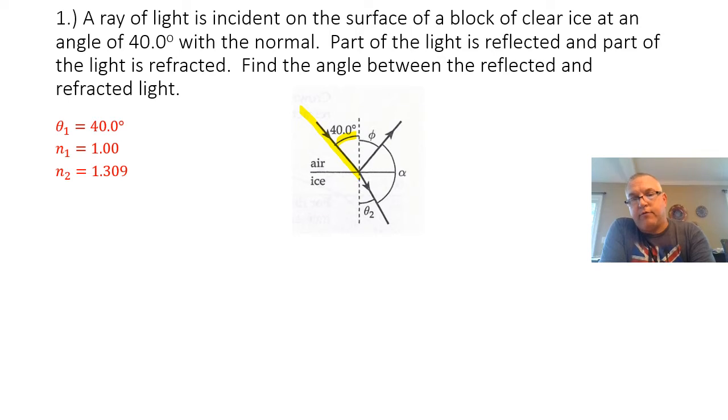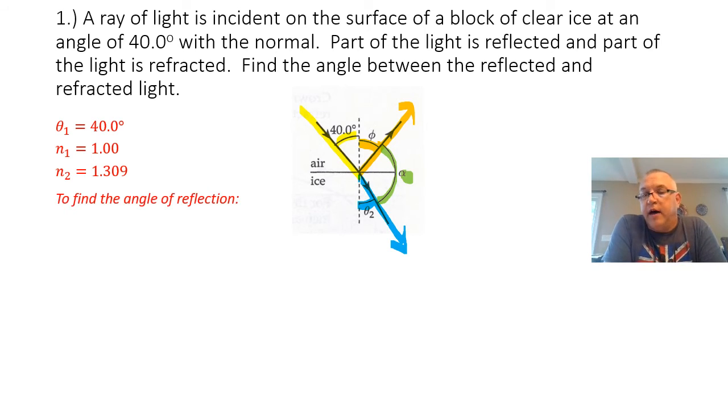Part of that ray is reflected back into the air. So part of the ray gets reflected back into here. And this is going to be my angle of reflection, which we will call phi for now. Part of the ray is then going to be refracted into the ice. And my angle of refraction, I'm going to call theta 2. What they're asking us to find in this problem is the angle between my reflected ray and my refracted ray, which I'm going to call angle alpha, just because I need another Greek letter for naming all these angles. So this is the one that we are trying to find.